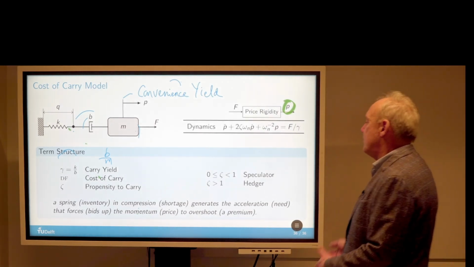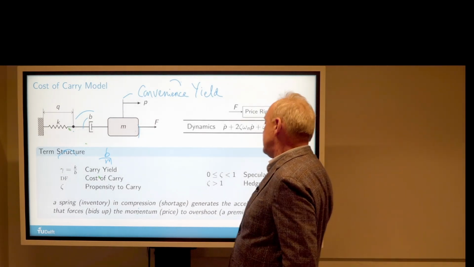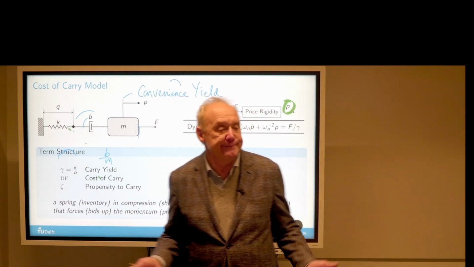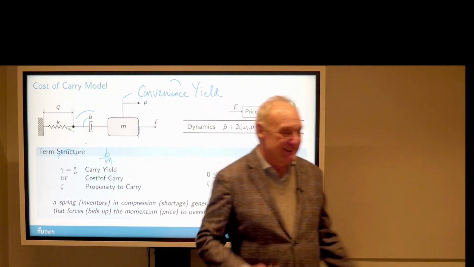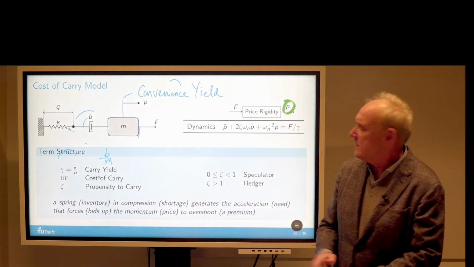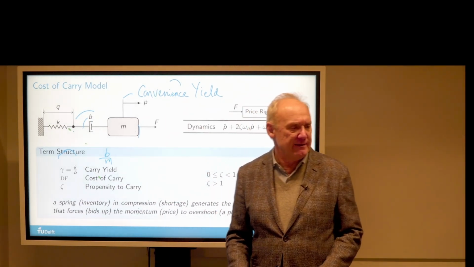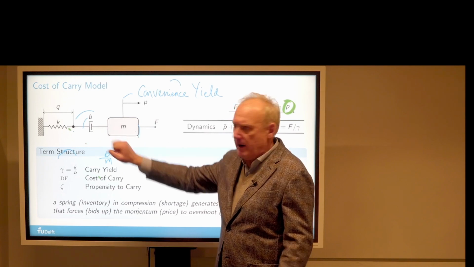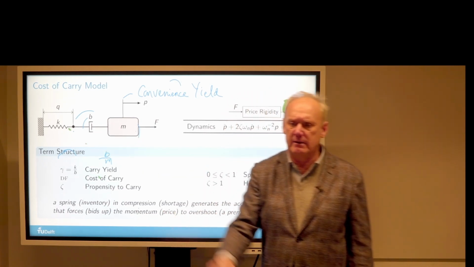So a spring in compression generates the acceleration that forces the momentum to overshoot. Well, that's what happens here, right? If the spring is compressed, this is going to push the thing up, depending a little bit on how stiff it is, or how much friction there is, okay?